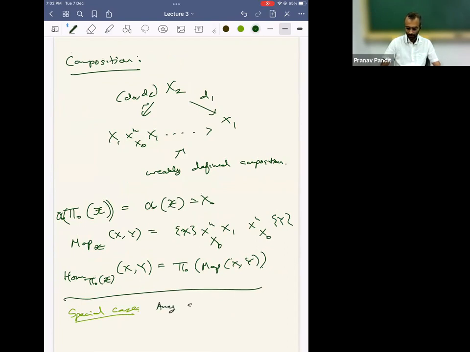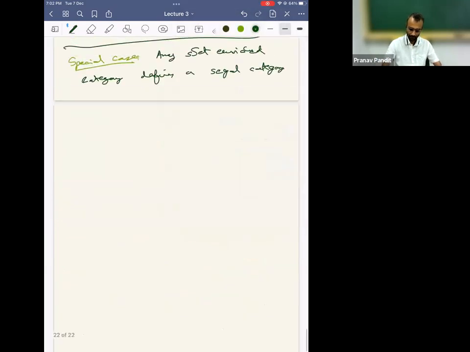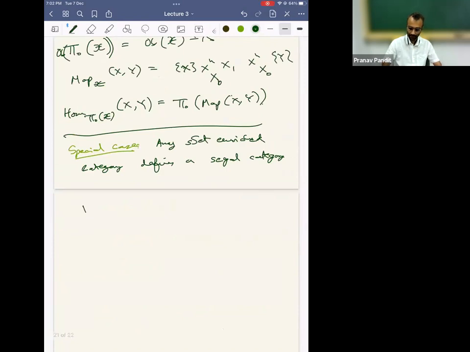Any S set enriched category defines a Segal category, with the mapping spaces given by this formula, and the composition is just the strict composition, and I'll let you figure out how the simplicial object is constructed. It's just got by defining X_n, at least at the level of objects, X_n is really functors from [n] into the category. So you get a Segal category out of any simplicially enriched category. And here's a whole lot of examples. I think I should stop there.